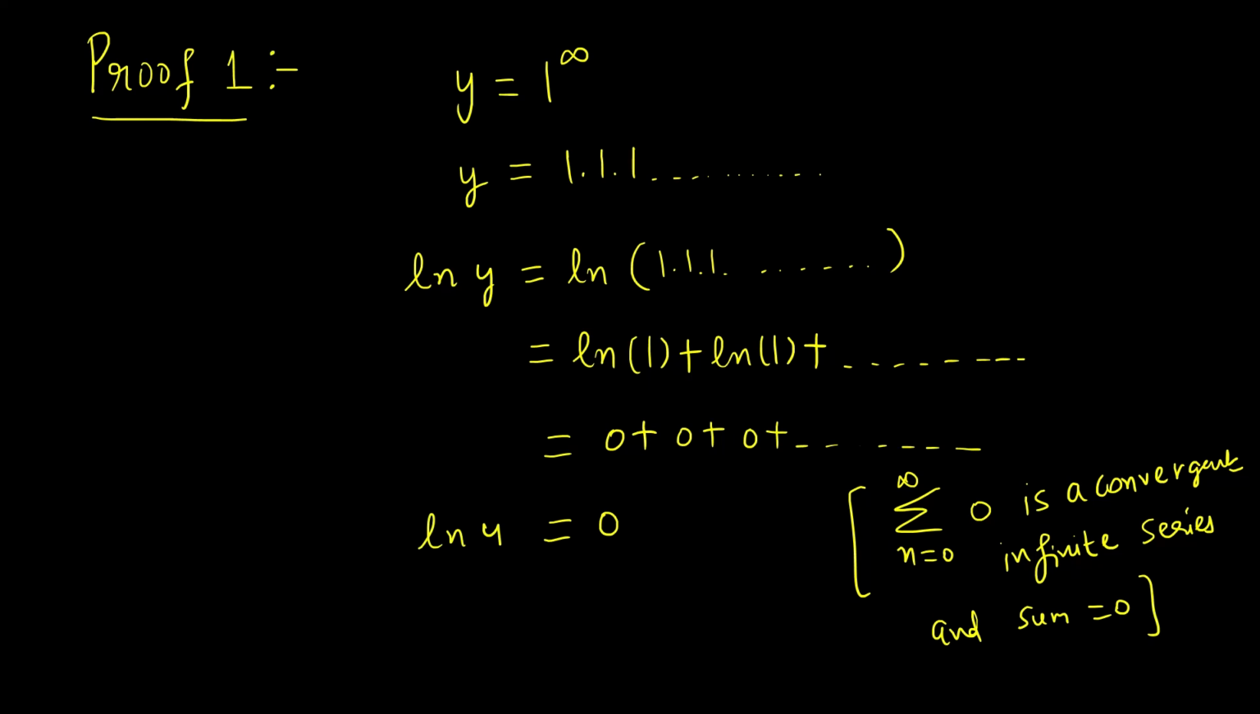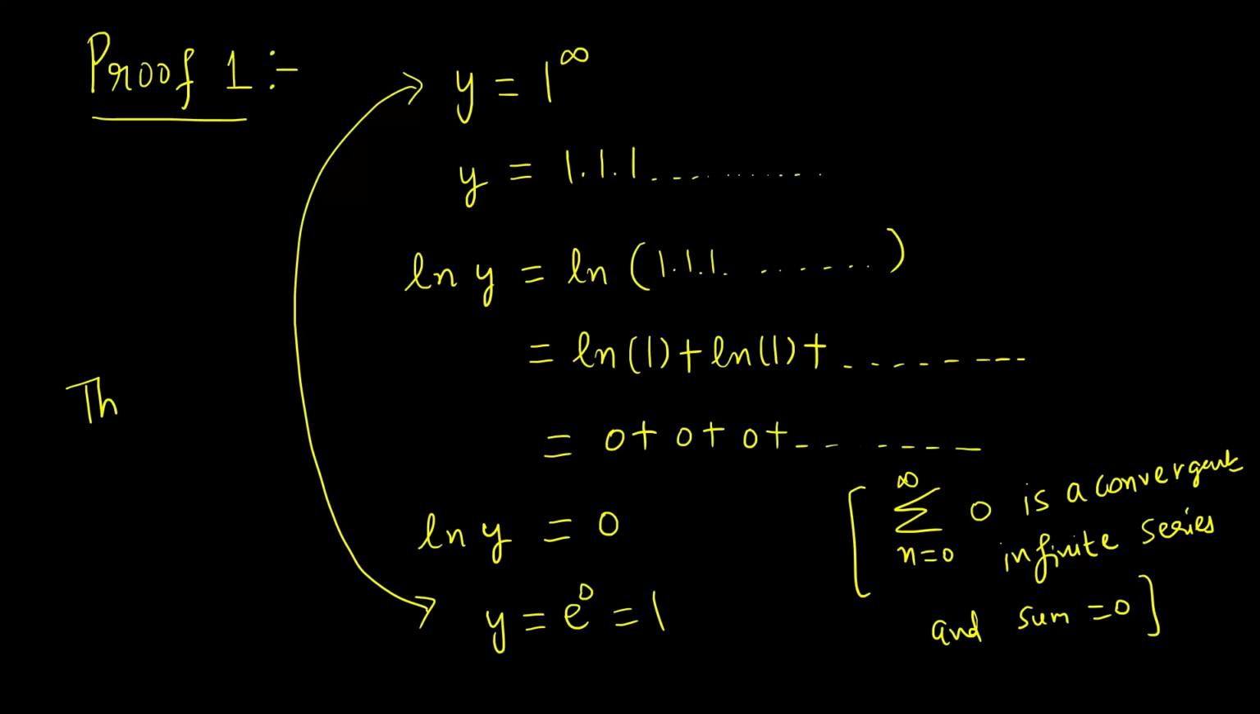So ln y is 0, which immediately gives me y is e to the power 0, which is equal to 1. So now you can see y is 1 to the power infinity and it actually turns out to be equal to 1. So that's the first proof, simple, crisp and clear. Now let's have a look at proof number 2.